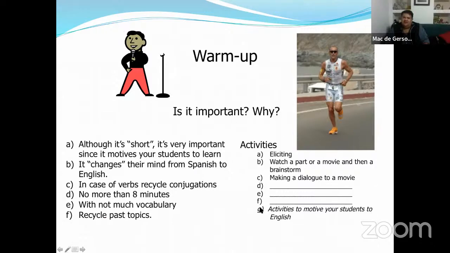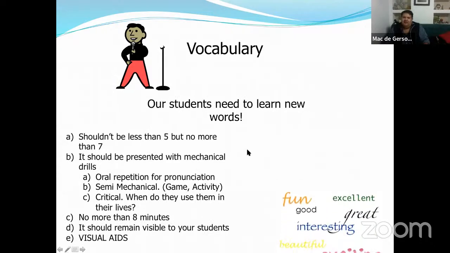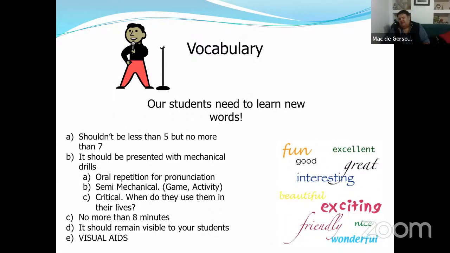Anyways, but thank you. Now, after the warm-up, we go to the vocabulary. Students need new words. Shouldn't be less than 5 words. It shouldn't be more than 7 words.